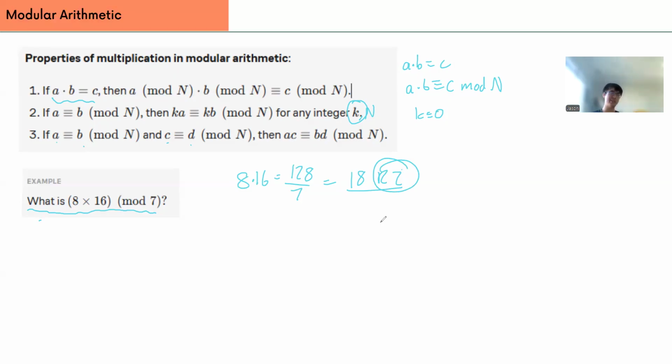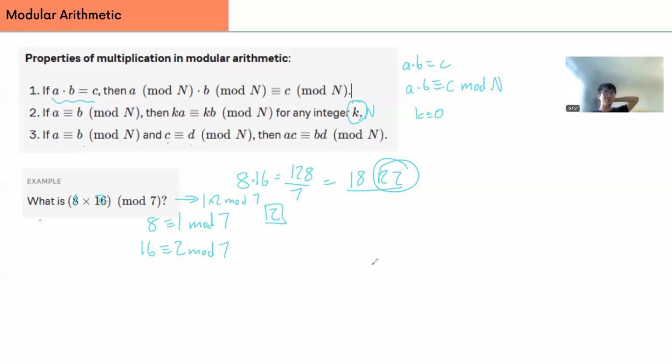But the cooler way to do this, and the much simpler way, is you can replace each number here with its equivalent mod 7, right? So what this looks like is this. 8 is congruent to 1 mod 7, right? 16 is congruent to 2 mod 7. So we can replace 8 with 1 and replace 16 with 2. So what this is asking us is what is 1 times 2 mod 7? So the answer is just 2. Isn't that cool?